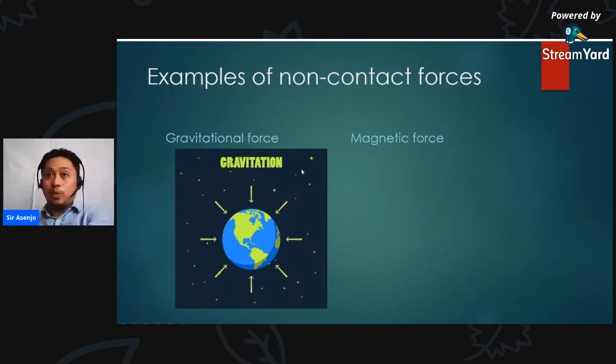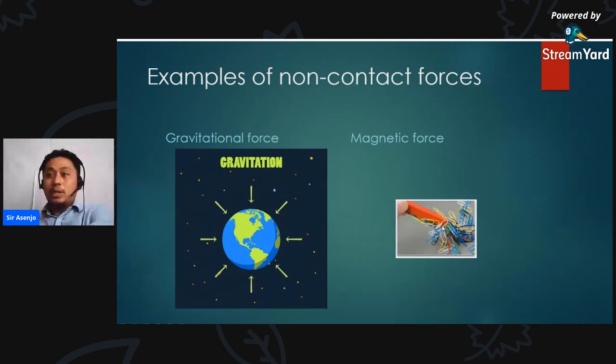Aside from gravitational force, you have magnetic force. You've tried this one. In the picture, if you observe, even if these metal clips are far away from the magnet, the clips will move and be attracted to the magnet. So there is no physical contact at first, but even if the clips are far away from the magnet, they will move and be attracted to it. So therefore, magnetic force is a good example of a non-contact force.